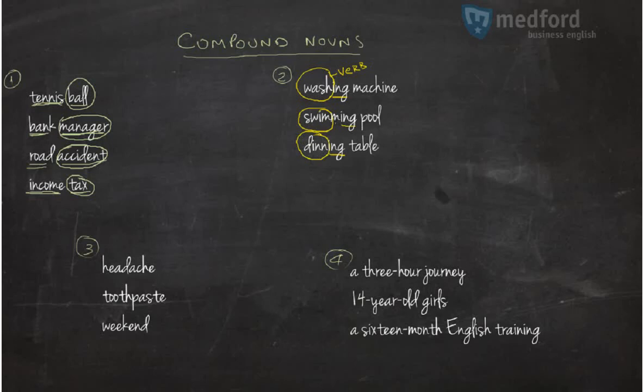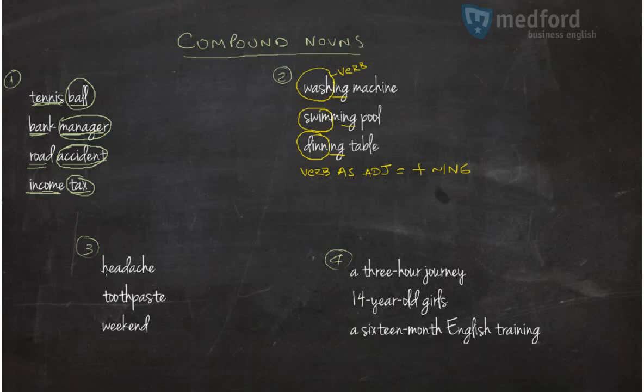So when you are using one verb as adjective, you add ing. Okay? Like washing machine, swimming pool, dining table. So you are using one verb as adjective. You have to use the verb plus ing.